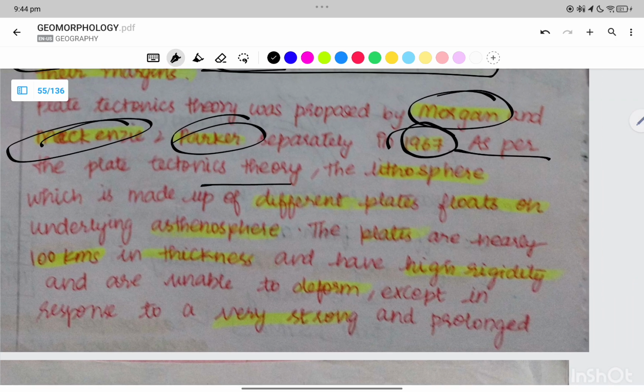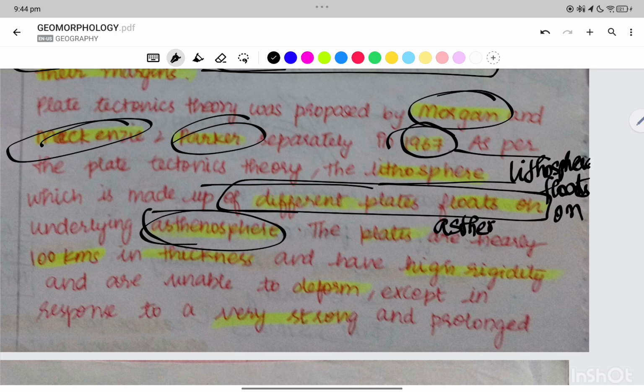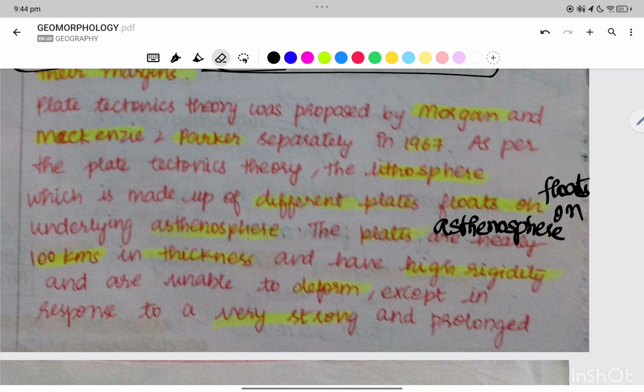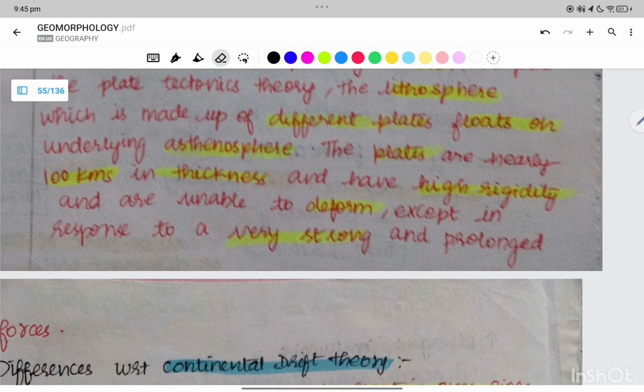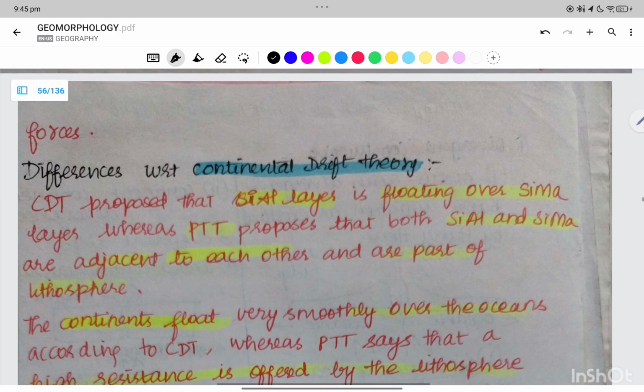As per the plate tectonics theory, the lithosphere, which is made up of different plates, floats on the asthenosphere. The plates are nearly 100 km thick and have a high rigidity, and are able to deform only in response to very strong and prolonged forces.